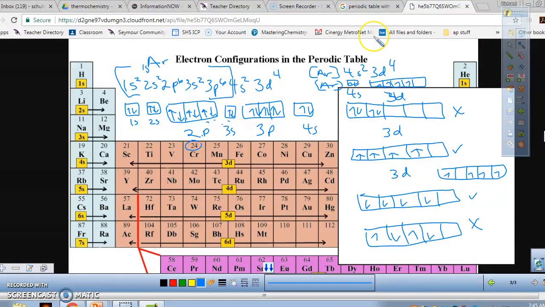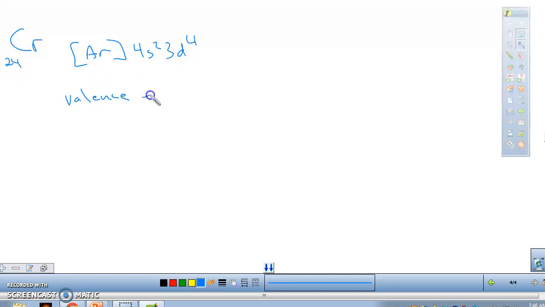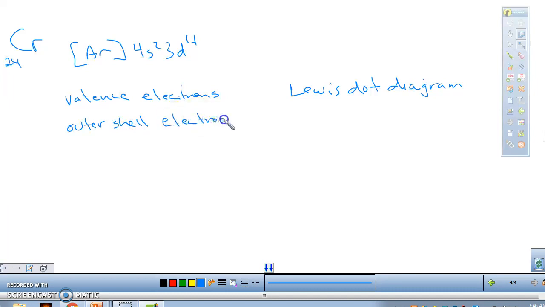All right, the next thing we're going to do with this, let me get a new screen, is, if you will remember, it is now argon 4s2 3d4. This is chromium's electron configuration, element 24. The next thing we're going to be asked for is valence electrons on the worksheet and something called the Lewis dot diagram. Or sometimes it's just called a dot diagram, or sometimes it's just called a Lewis diagram. Valence electrons are the outer shell electrons. And remember, the numbers in front on the configuration are the shell numbers. So, that's a shell number, that's a shell number.